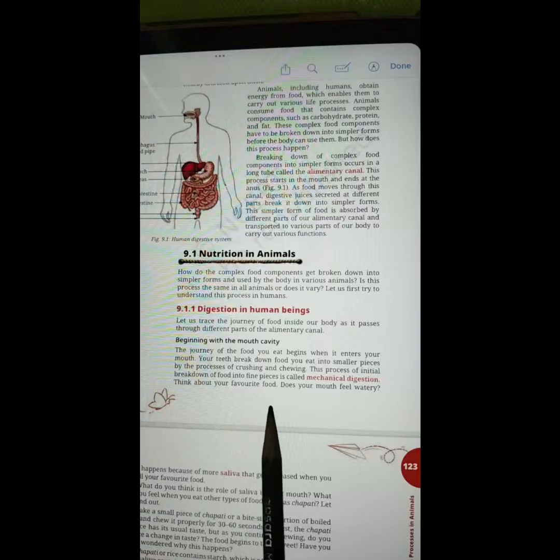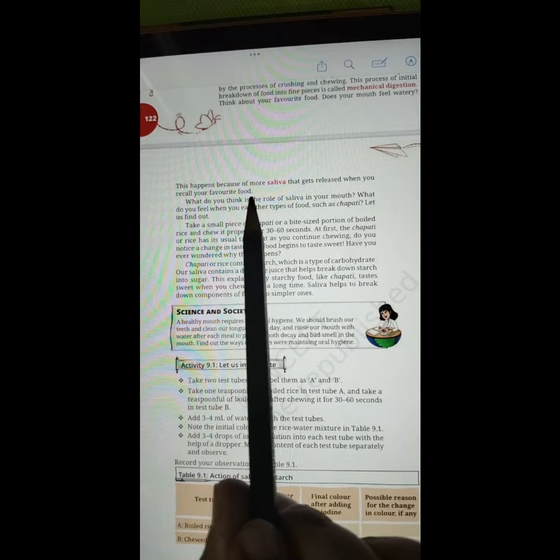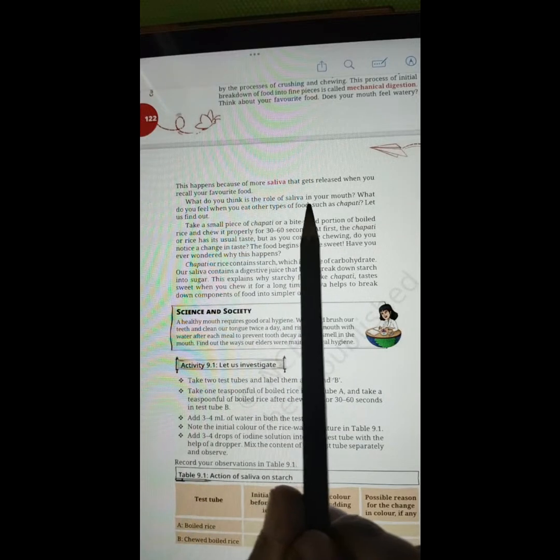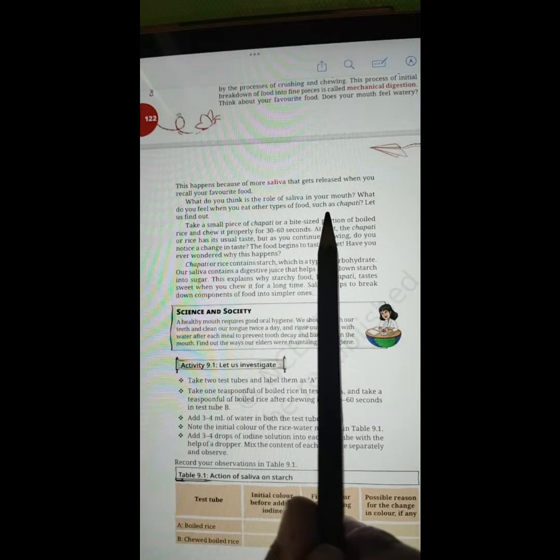Think about your favorite food. Does your mouth feel watery? This happens because more saliva gets released when you recall your favorite food. What do you think is the role of saliva in your mouth? What do you feel when you eat other types of food such as chapati?